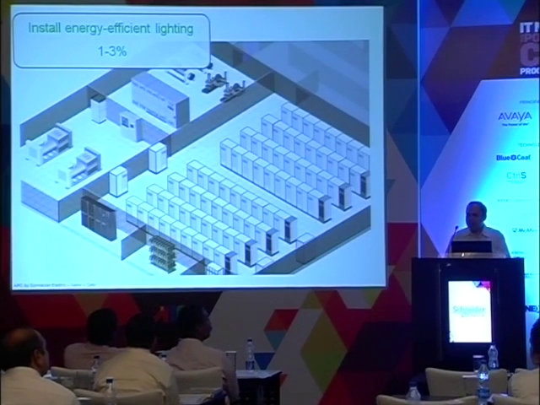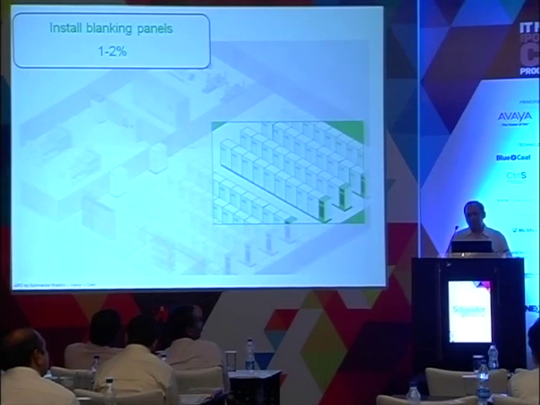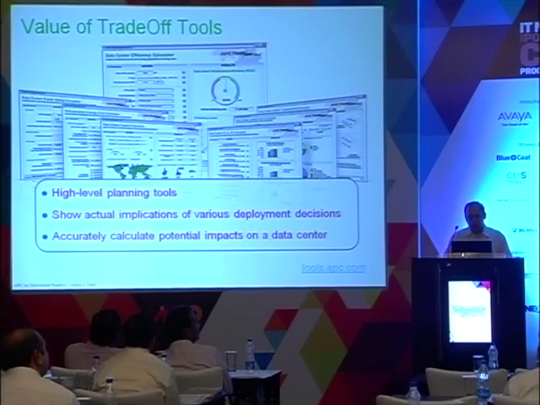Lighting, 1-3% kind of benefits are possible. Blanking panels, 1-2% are possible. There are so many things that can be done in a data center from an efficiency perspective, right?